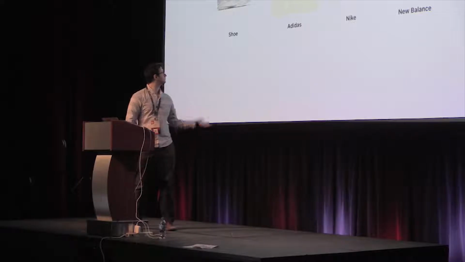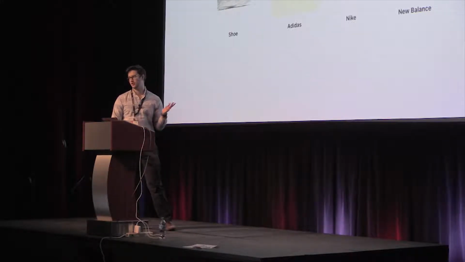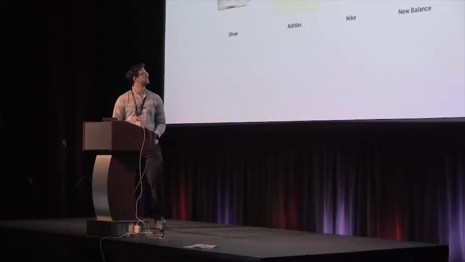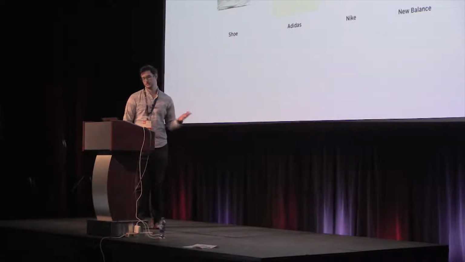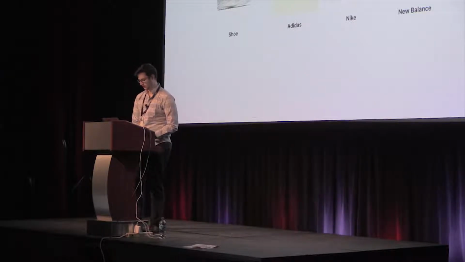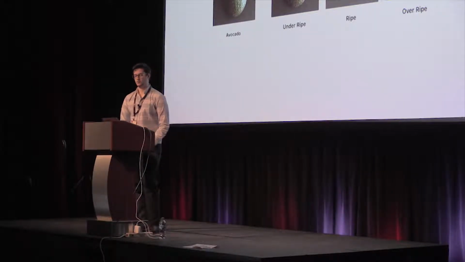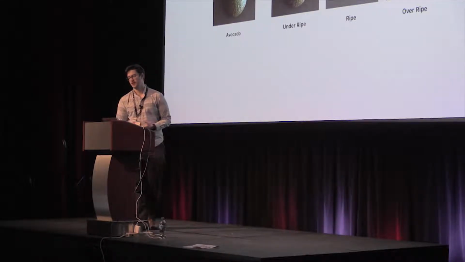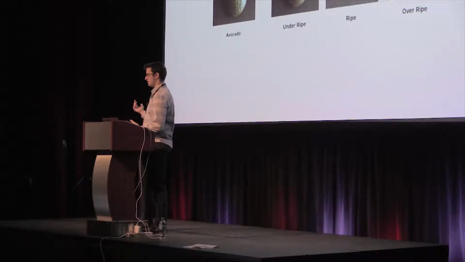And then again here, with the general model, we can get shoe. But if we train the model ourselves, we can teach it things like what Adidas, Nike, or New Balance shoes look like. And with fruit, we can train it to detect how ripe the fruit is versus just that it's an avocado.